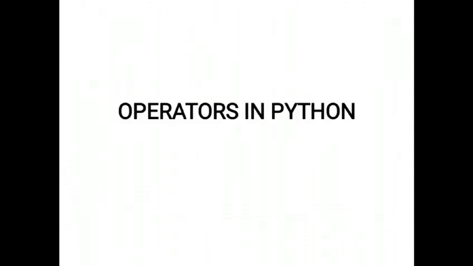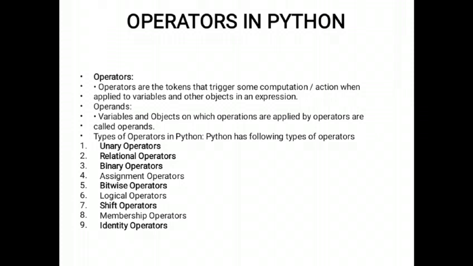Hi students, let's discuss operators in Python. Operators are the tokens that trigger some computation or action when applied to variables and other objects in an expression. Then we shall see about operands. Variables and objects on which operations are applied by operators are called operands.